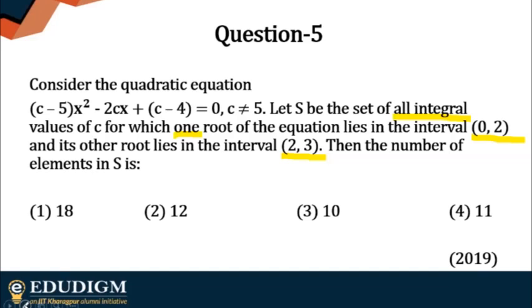If you have any doubts regarding the question, you can also ask. Try this one out so that we can move on to the solution.